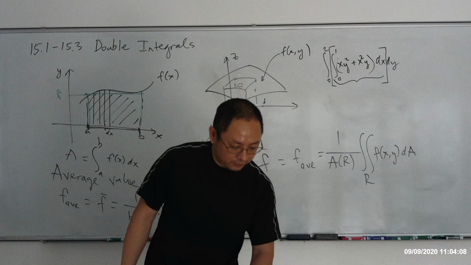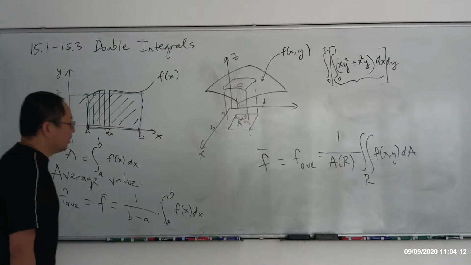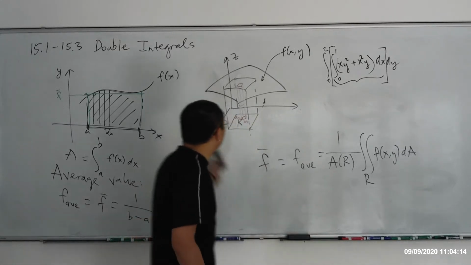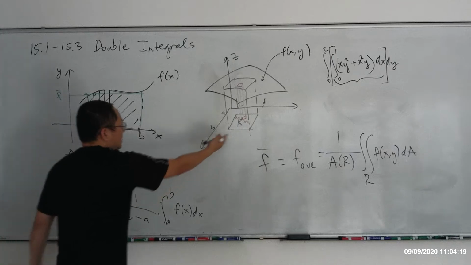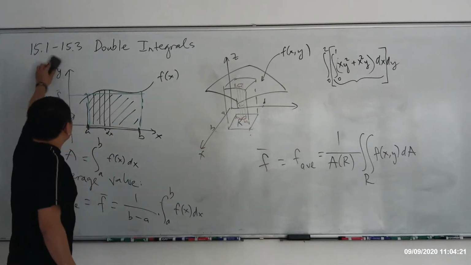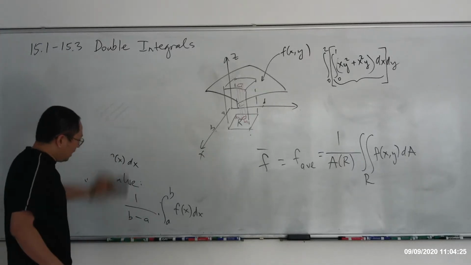And that is the end of 15.1. Let me move on to 15.2. I'll be talking about some more special area regions. The base may not be as nice as a rectangle like this. And how are we going to take care of it?